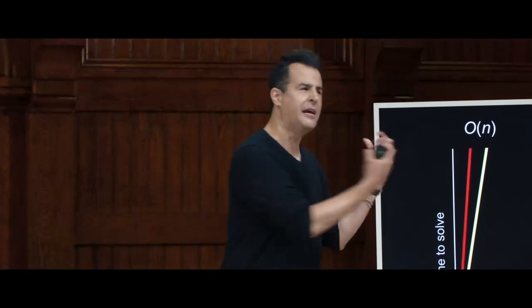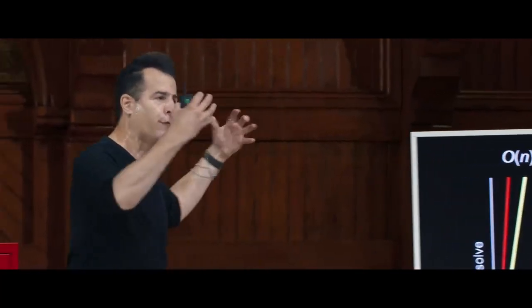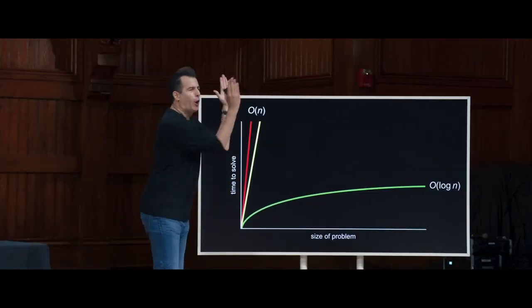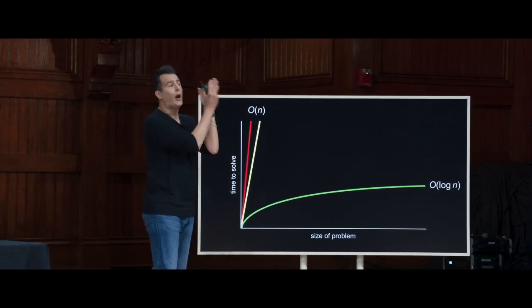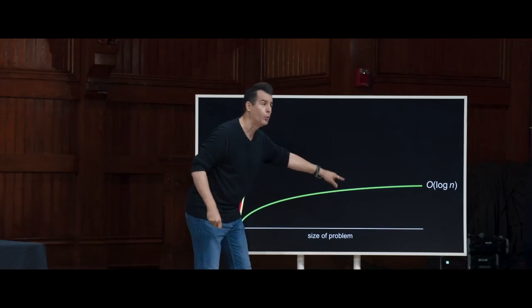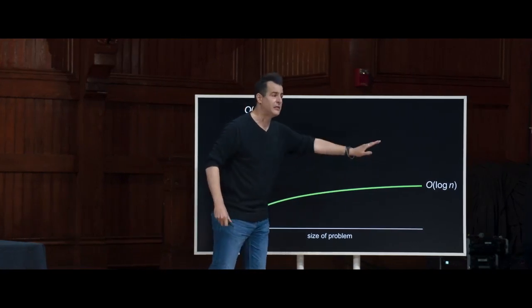And I dare say in your mind's eye, imagine zooming further and further and further out. Like that red and yellow line are pretty much, once n is large enough, going to be functionally the same. Like they're practically the same algorithm. But this one is still doing amazingly because it's a fundamentally different shape.